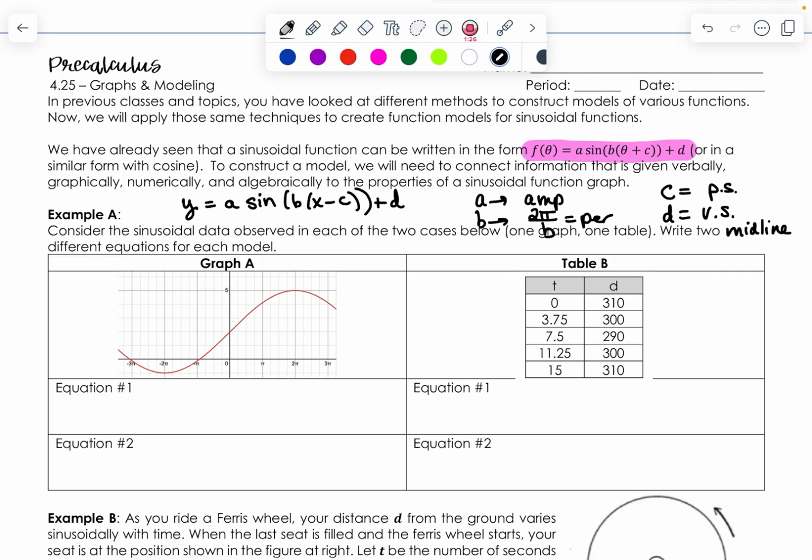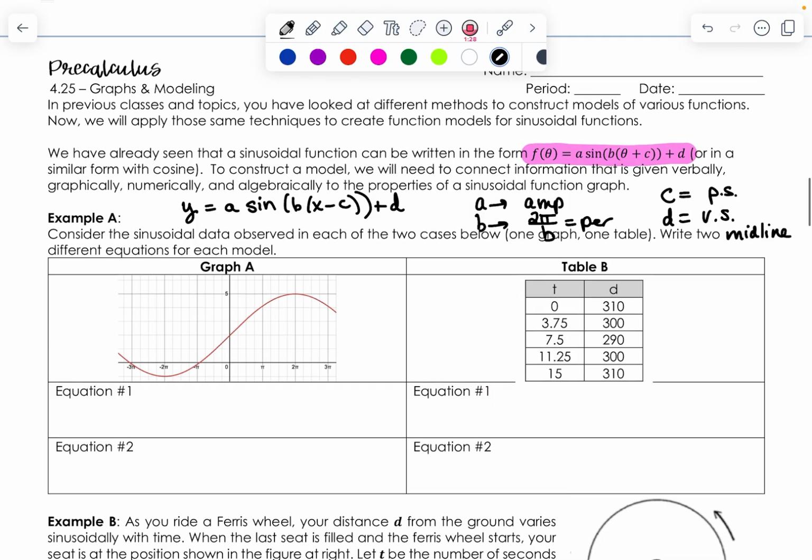So right now, do you see this graph goes from -1 to 5? So that is a total distance of 6 units. So my amplitude is half of that distance, which is 3. And we're going to do one that is a sine curve and one that's a cosine. So this is where it's going to get a little bit tricky.